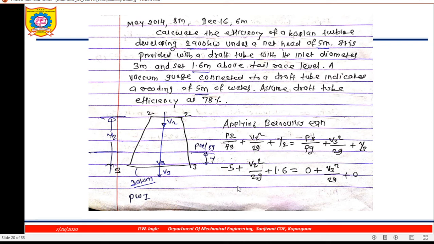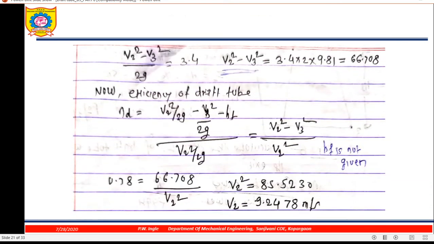So applying Bernoulli's equation at 2, it is generally minus 5, the suction head. So it is minus V2 square by 2g plus 1.6 equal to 0 plus V3 square by 2g plus 0. So we get the answer for this: V2 square minus V3 square by 2g is 3.4.